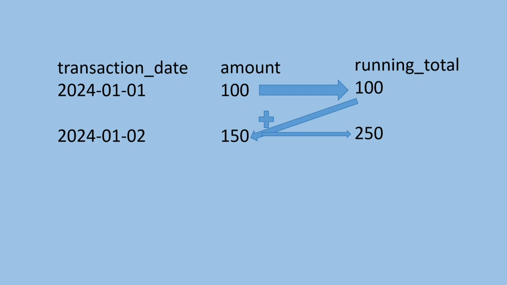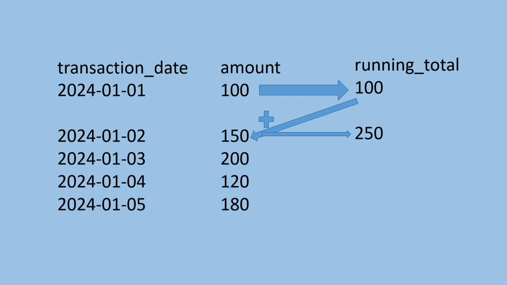We add the amount of the third row to the running total of the second row to get the running total for the third row, and so on. This process continues until we have calculated the running total for each row in the table by adding the amounts cumulatively.